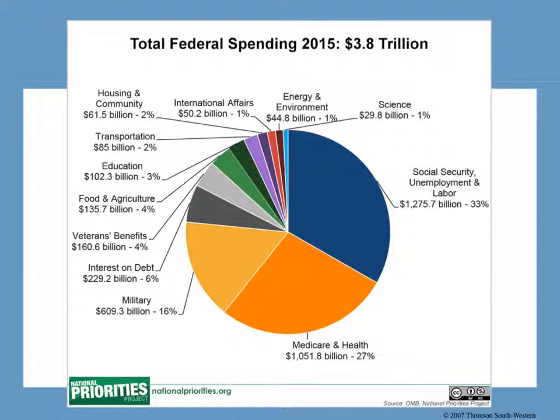Then we have some of the smaller ones. Education, for the most part, is left up to the states. Some transportation, housing and community, international affairs, energy and the environment, subsidies, and then science, research, and development, a small portion as well. So just to give you a sense of where your money goes when you give the federal government your taxes: for the most part, if you have a job, you're paying your payroll and individual income taxes. This is where your money is going.